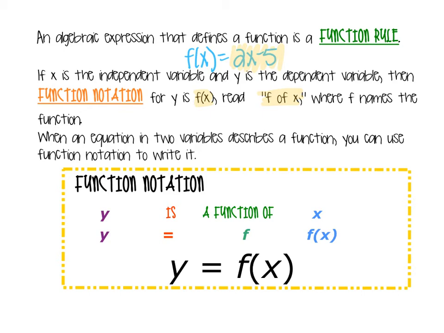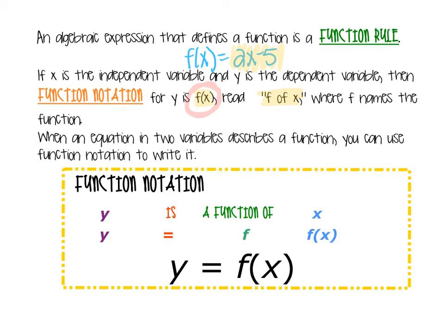Just be careful here. The biggest thing to keep straight is that this does not represent multiplication. This notation is just naming our function and telling us what our independent variable is, so we know how to evaluate it. So when an equation is written in two variables, we can use function notation to write it. Basically, if y is an equation that's written in terms of x, then this is really just telling us that y is a function of x.